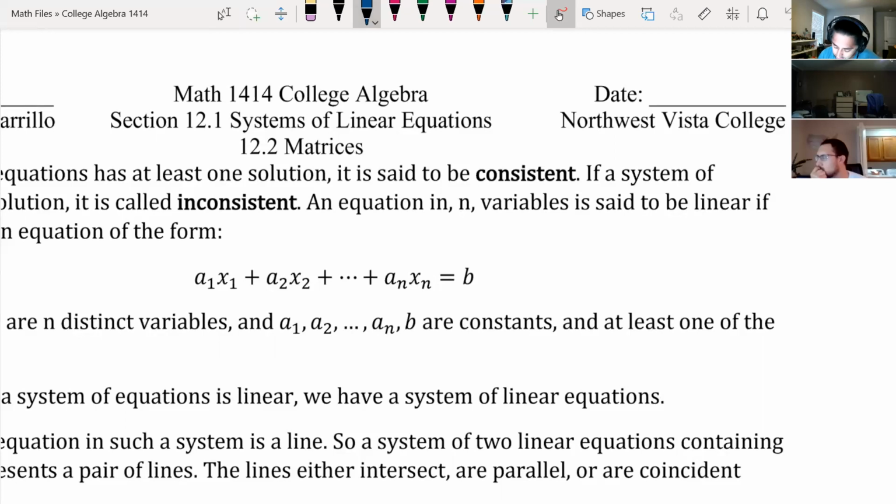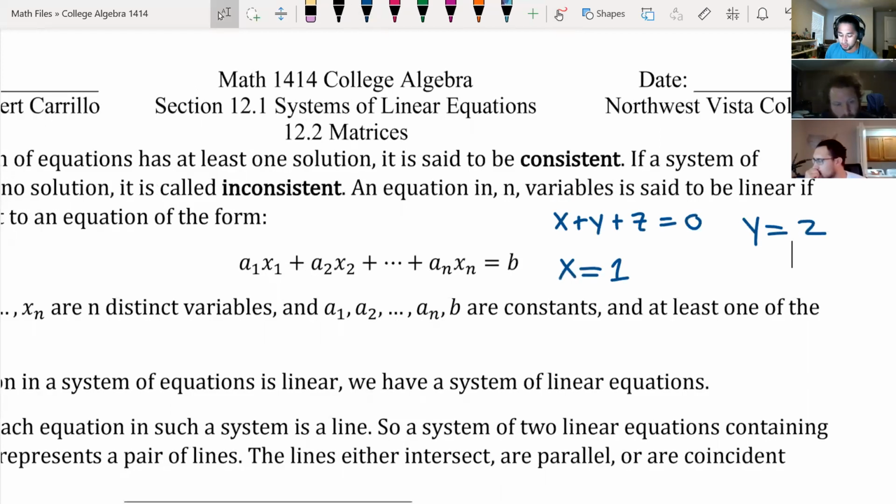So it could look like x plus y plus z equal to 0, and each of these variables is to the power of 1. It could even be x equals a number. Let's just say x equals 1 or y equals 2. So these are linear equations because the variables are to the power of 1.